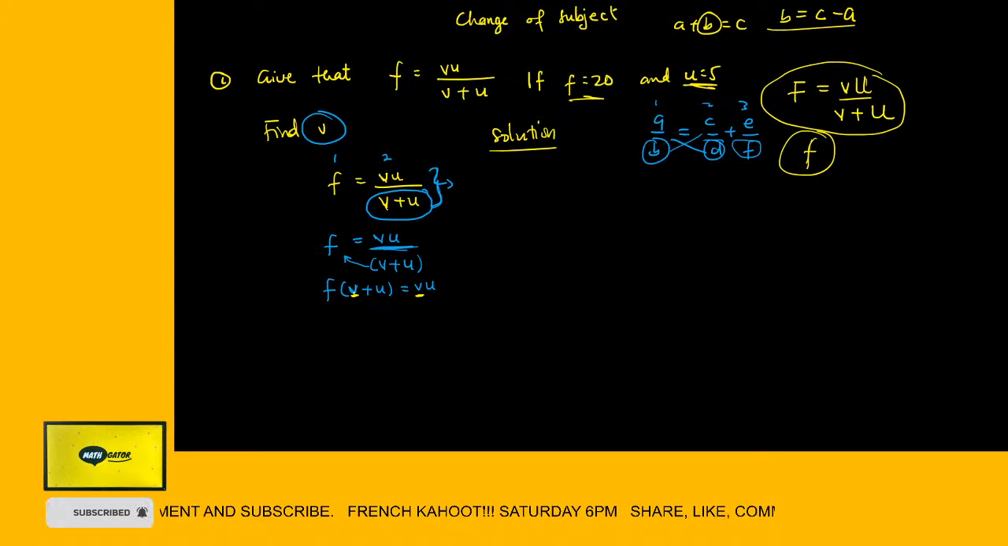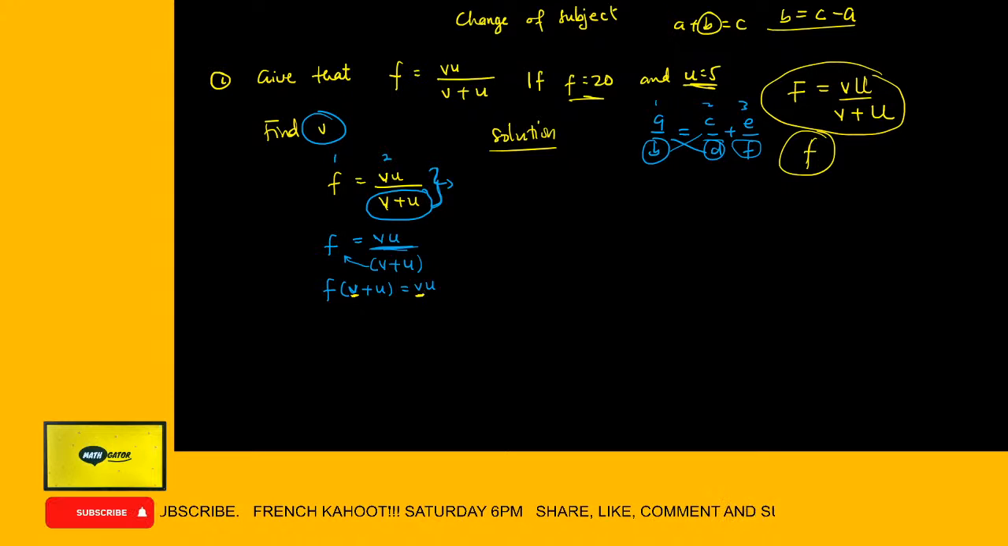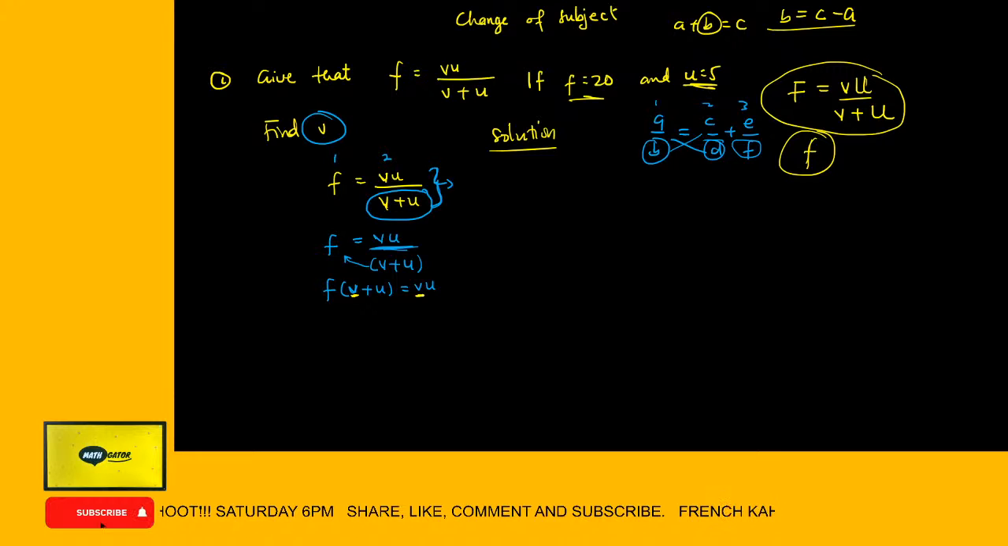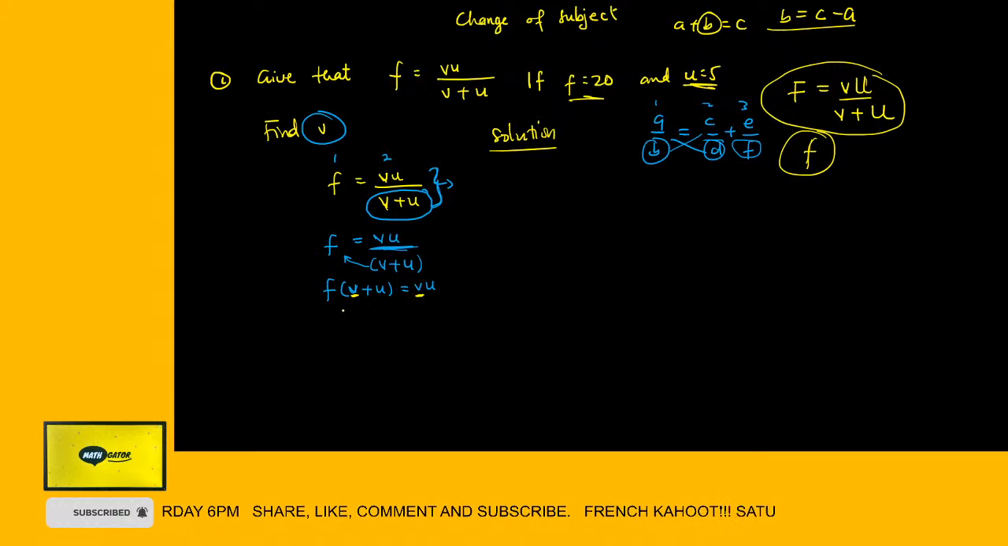So quickly, we'll just have to ensure that this V and this V are factored out to become 1. Once they are 1, then we can find the value of V, and then we'll go ahead and substitute the values of the F and the U, which is 20 and 5 respectively, into the formula. So let's expand. We have to expand to free this V. So it becomes FV plus U, equals VU.